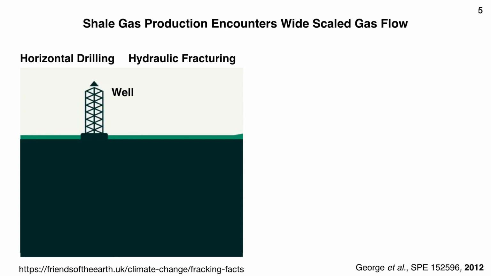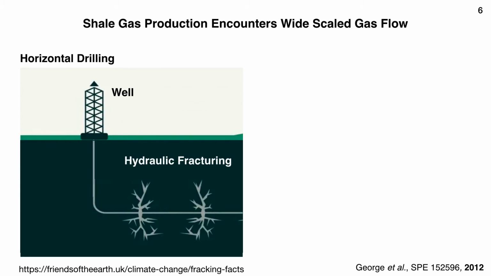The shale gas production process encounters wide-scaled gas flow. Let's imagine we have shale reservoirs in the dark green region. In order to recover the shale gas, we first drill a horizontal well and make more fractures using hydraulic fracturing, so we get the formation conditions like this.